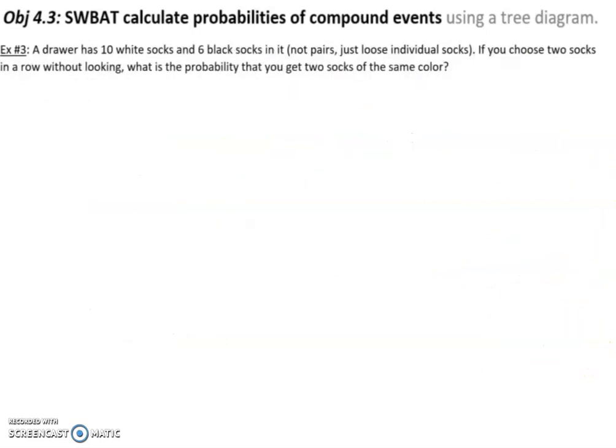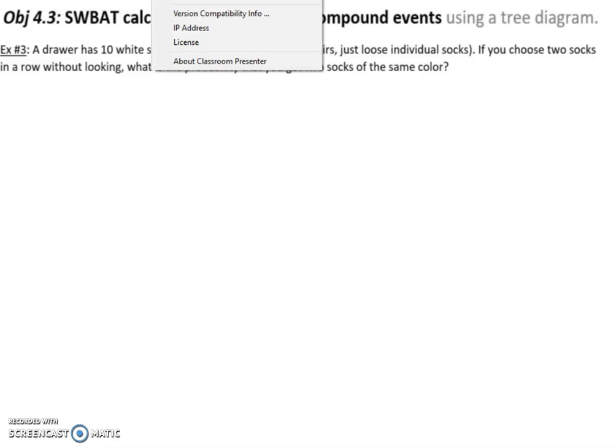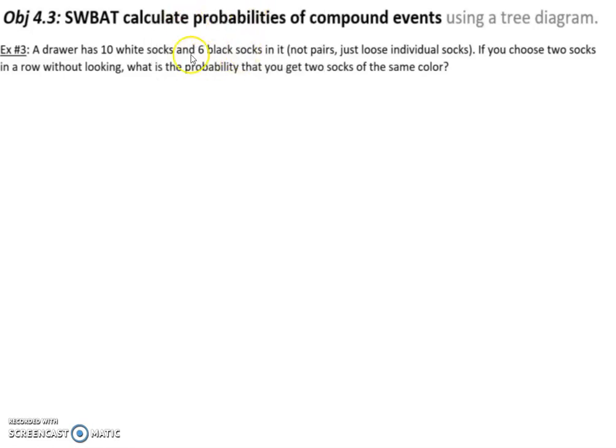We have one more example here. And again, this one's going to be a little bit different. That's why we're doing it. A drawer has 10 white socks and 6 black socks in it, not pairs, just loose individual socks. If you choose 2 socks in a row without looking, what's the probability that you get 2 socks of the same color?